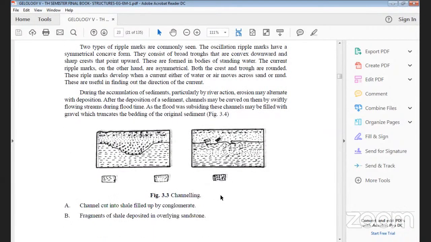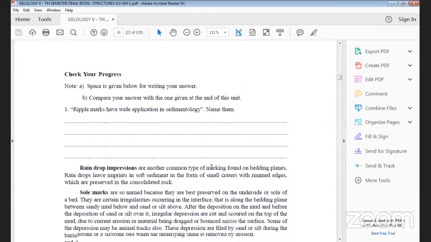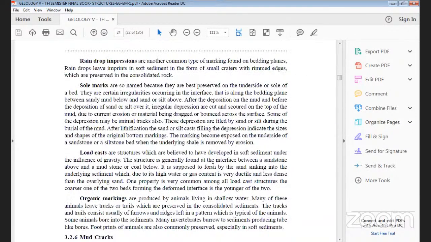And during the accumulation of the sediments, particularly by river action, erosion may alternate with deposition. After the deposition of the sediment, channels may occur through swiftly flowing streams during the flood time. So at that time we will get cross bedding with the original sediment. Sometimes we may get the raindrop impressions. Sometimes we may get the sole marks and liquefaction formations.